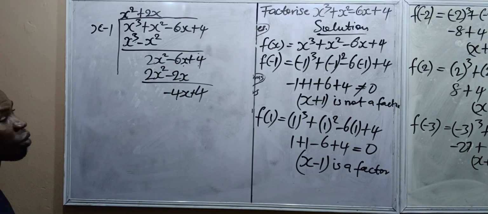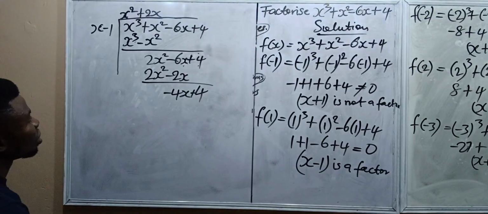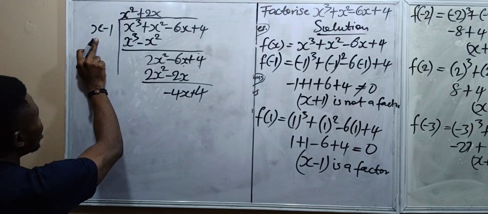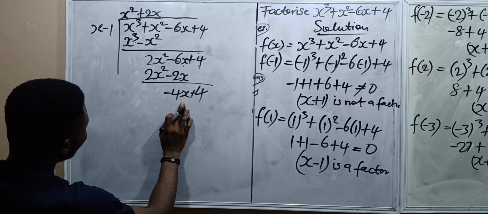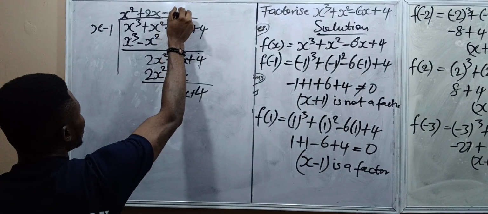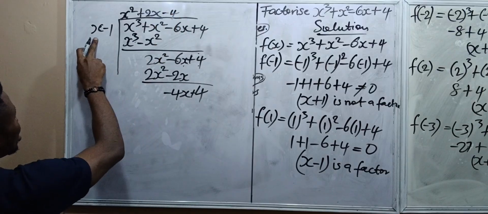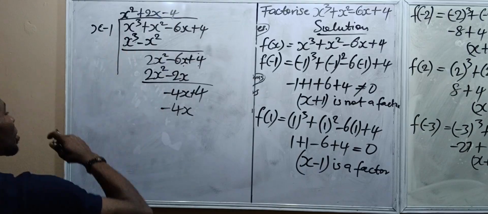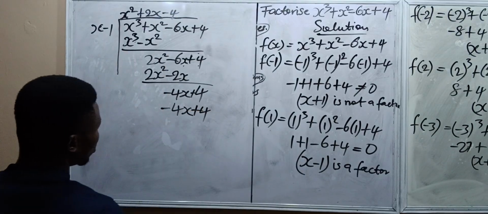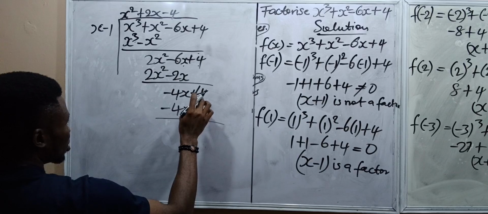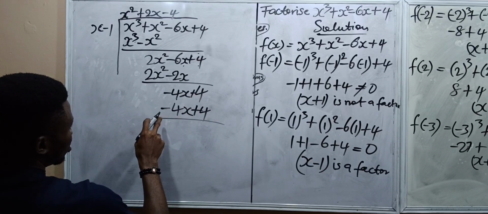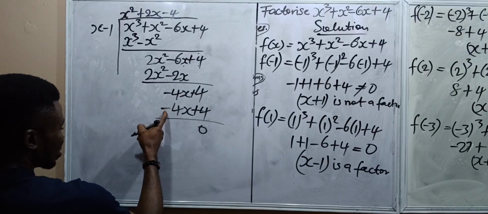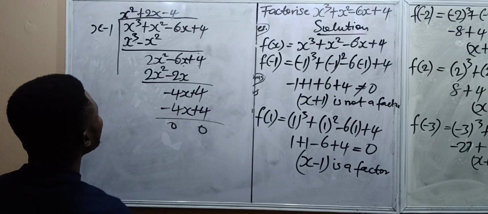Now, move to the third stage. Now, you look for another number or variable that when you multiply with x, it gives you minus 4x. And that is minus 4. So minus 4 times x will give you minus 4x. And then minus 4 times minus 1 will give you plus 4. And then you subtract. This minus this gives you 0, and this minus times minus is plus. So this minus this will also give you 0.